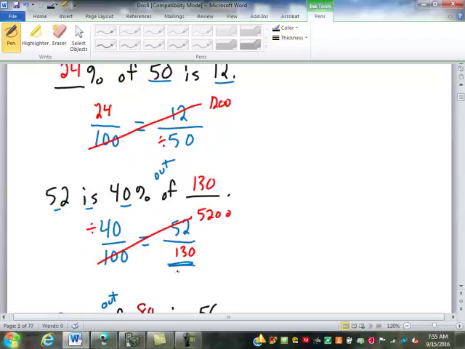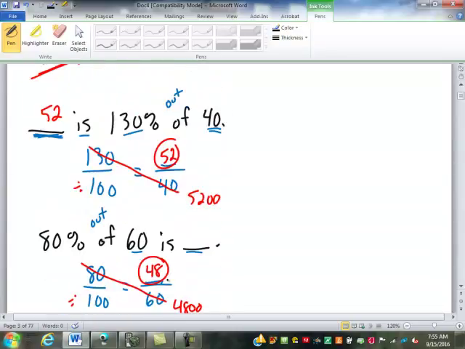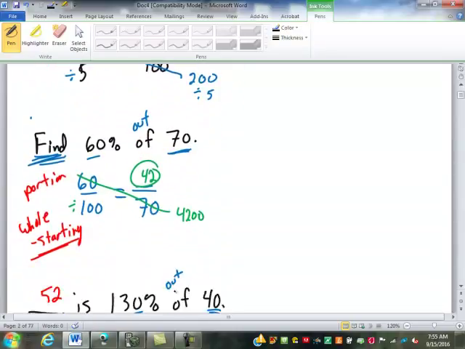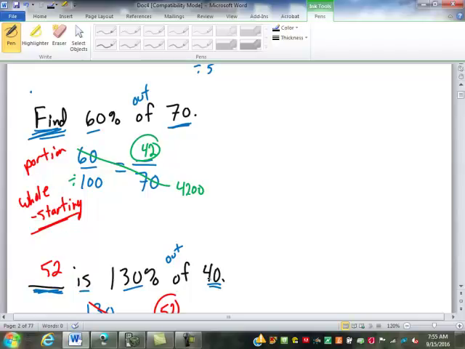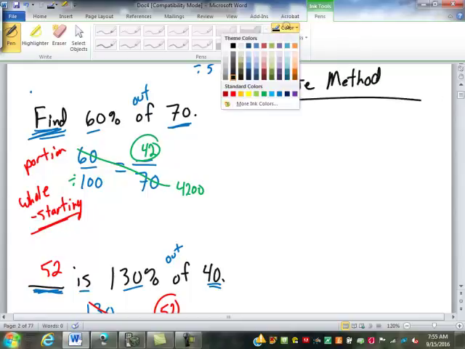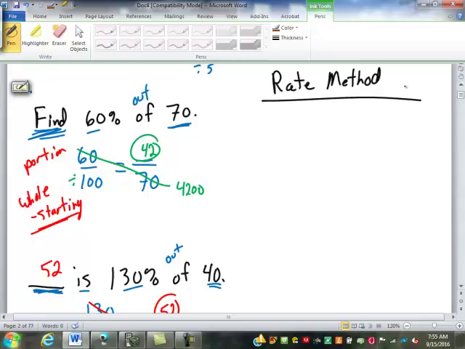But it can be a little slow. There's a faster method that's out there. It's probably the one that a lot of you were taught. It's something called the rate method for percents. Now the rate method is faster, but I find people make a lot more mistakes with it. And let me show you why.